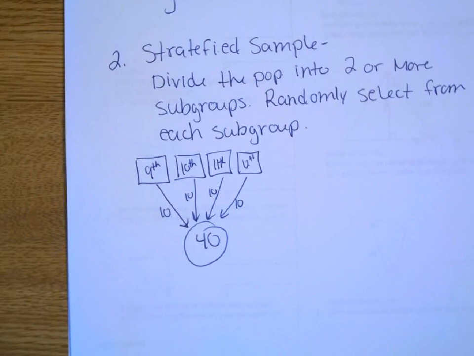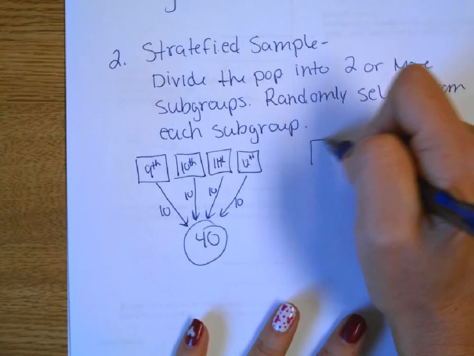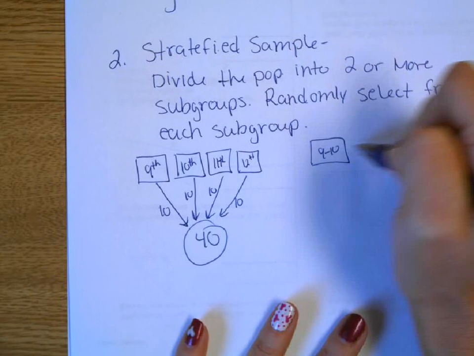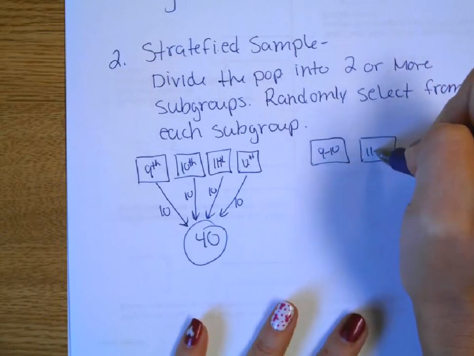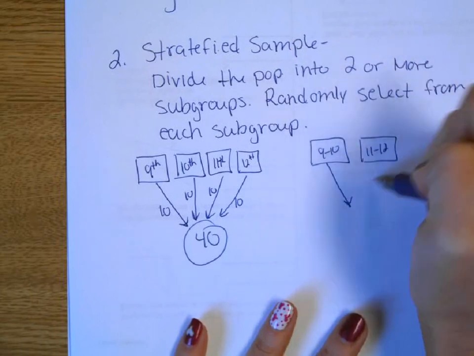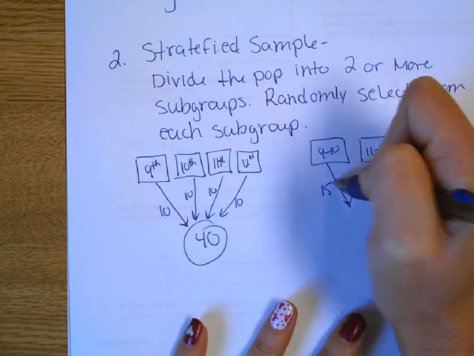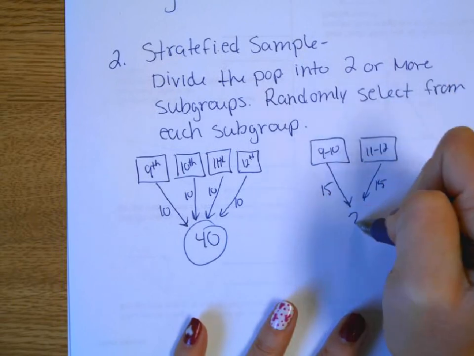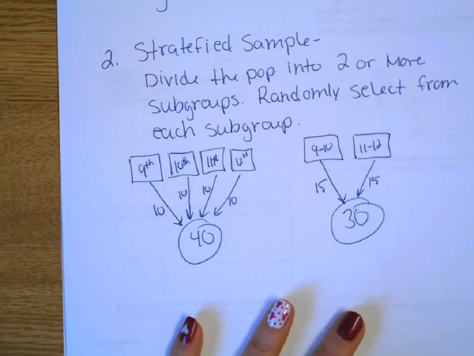Upperclassmen and lowerclassmen, so 9th and 10th, 11th and 12th. And take however many I want, say 15 from each, and have a sample of 30. How else could I divide the high school?